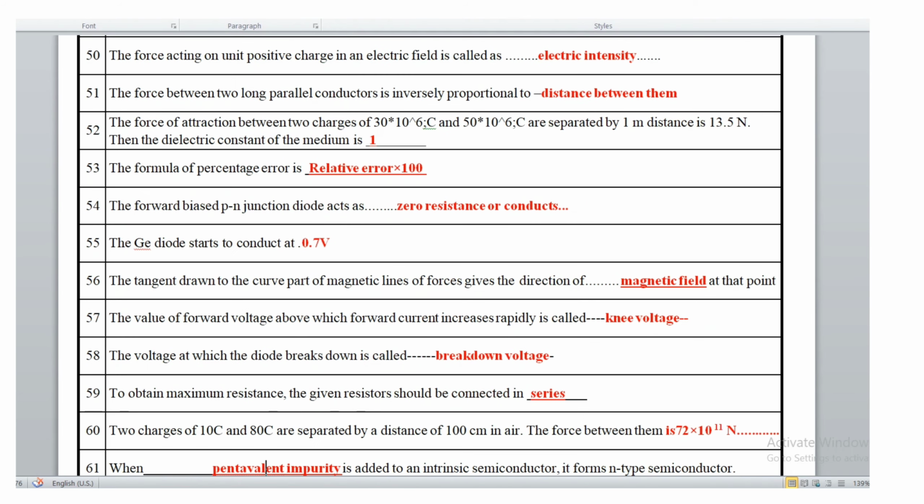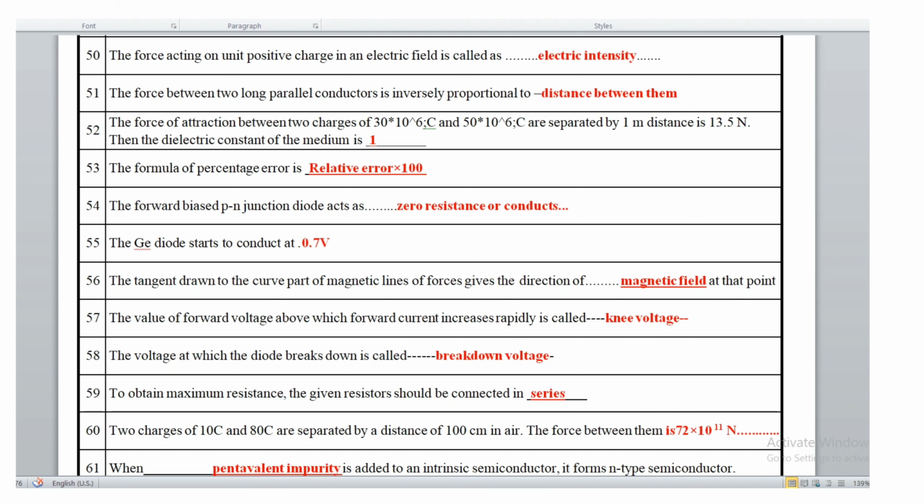Then question number 50. The force acting on a unit positive charge in an electric field is called electric intensity. The force between two long parallel conductors is inversely proportional to the distance between them. The force of attraction between two charges of 30 into 10 raised to minus 6 coulomb and 50 into 10 raised to minus 6 coulomb separated by 1 meter distance is 13.5 Newton. The dielectric constant of the medium is 1.